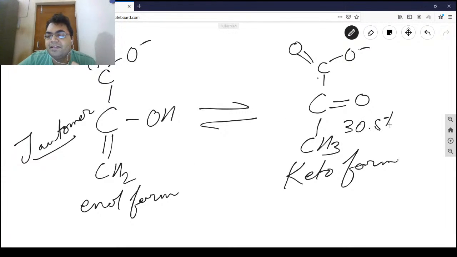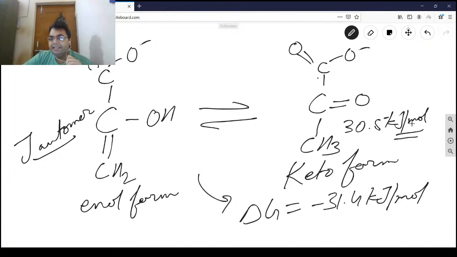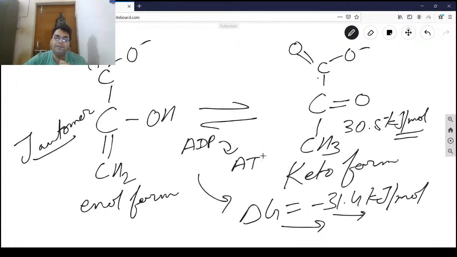which will be used up in the Krebs cycle, and the real del G is minus 31.4 kilojoule per mole. But the actual practical value will be 30 plus 31, which is 61, so 61.9 kilojoule per mole, right? The actual one is minus 61.9, but this is stored, so this is not counted. This is what we get after the ATP is formed from ADP. ADP gives rise to ATP by phosphorylation. So this is what we get from that specific reaction.